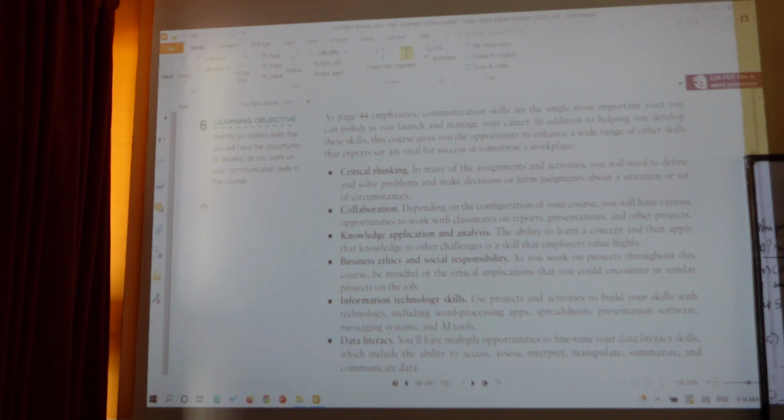Critical thinking. Collaboration. Knowledge, application and analysis. Business ethics and social responsibility. Information technology skills. Data literacy. Okay, note all the 6 words quickly.